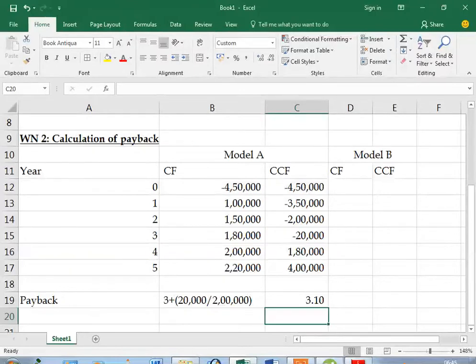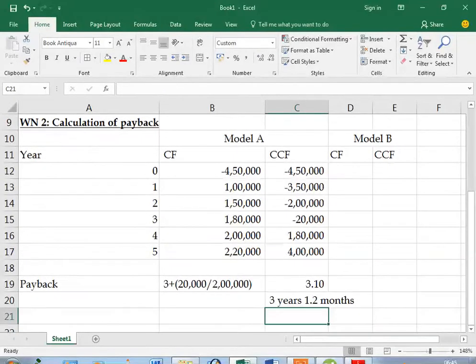3.10 years. Now, from a presentation point of view, we write it as 3 years plus the decimal converted to months. 0.10 into 12 will be 1.2 months. The decimal part alone will be converted into months. Instead of writing 3.10 years, we write it as 3 years and 1.2 months. So the second part is multiplied by 12. The base year is in normal years, and the second part is multiplied by 12. Do this and then do it for model B.